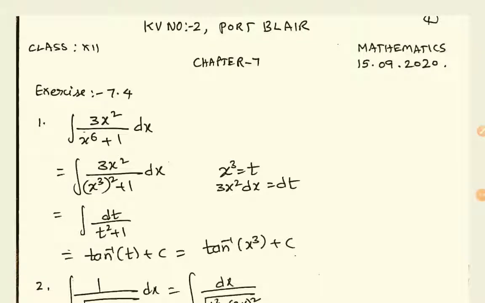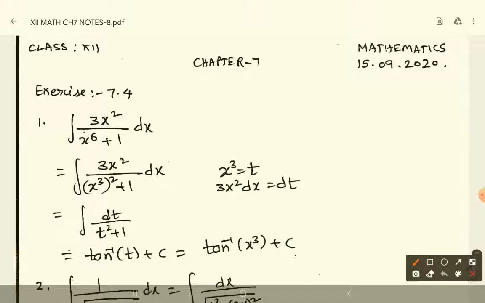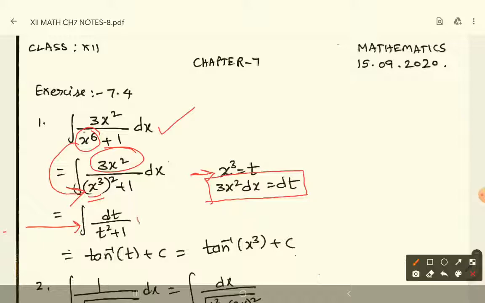In exercise 7.4, the first question is integration of 3x square by x power 6 plus 1 into dx. Before I apply one of the 6 special integral formulas, I need to do some substitution for this question. First write x power 6 as x cube whole square, because the derivative of x cube is present in the numerator. Take x cube equal to t, so that 3x square dx is equal to dt. So the integrand changes to dt by t square plus 1, whose integration is tan inverse of t plus c. So the answer is tan inverse x cube plus c, since t was taken as x cube.